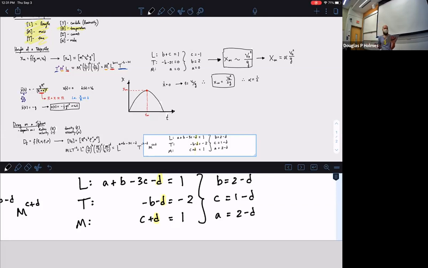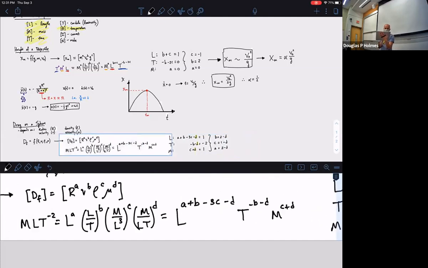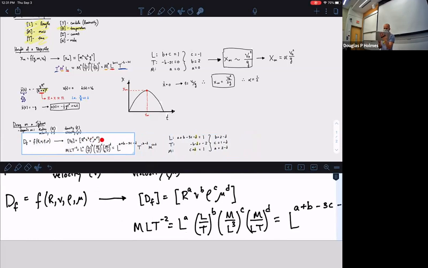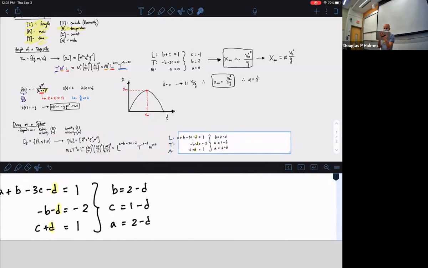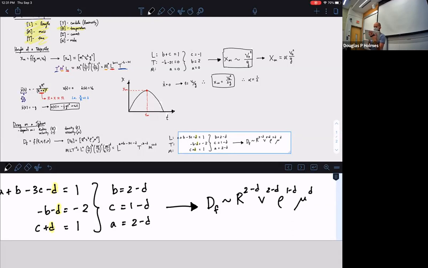Okay, so what do we do? Well, we just do the same thing we did before. We're going to put all these things back into here, and we'll see how that looks. Well, what happens if we put that back is that we find that D sub F will scale as R to the 2 minus D, velocity to the 2 minus D, density to the 1 minus D, and viscosity to the D. Okay, that doesn't seem particularly helpful. Well, what we can do is collect all the terms that are raised to the D and separate them out as what we'll call a dimensionless group or a dimensionless product.